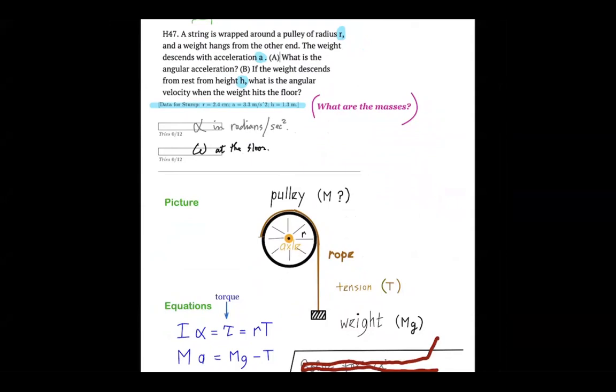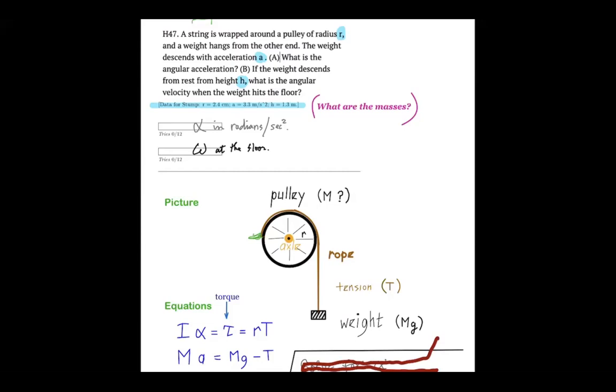We might start with some height of the weight, and then we have everything at rest. But now we let go, the weight will fall down, the pulley will turn around. We assume that the rope is attached at some point on the pulley. So as the weight goes down, the pulley goes around. One question is, what's the angular acceleration of the pulley? The other question is, what's the angular velocity when the weight hits the floor?